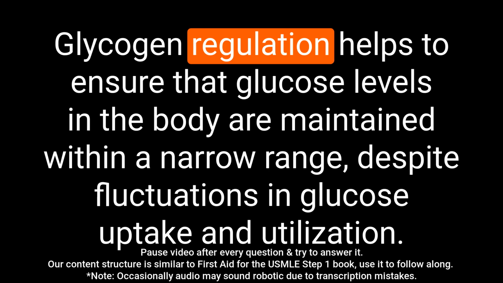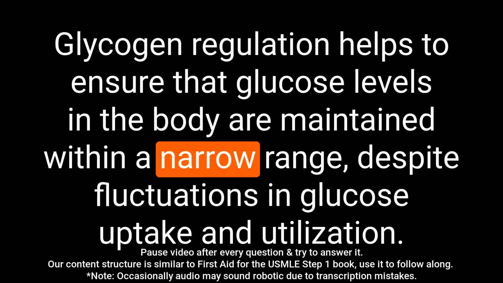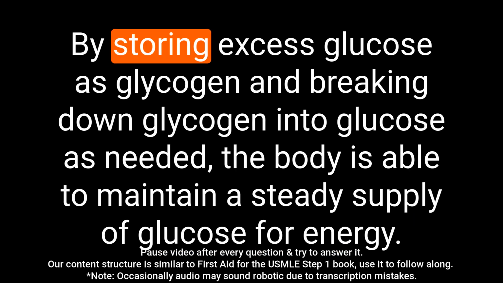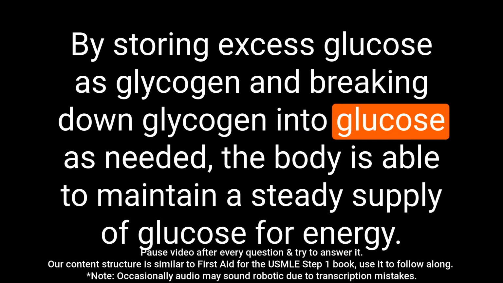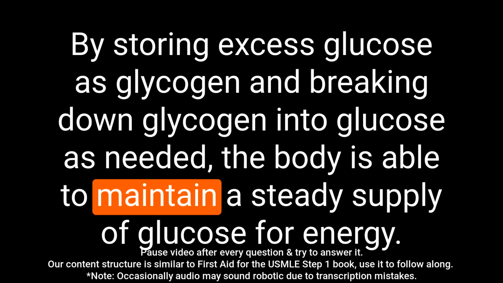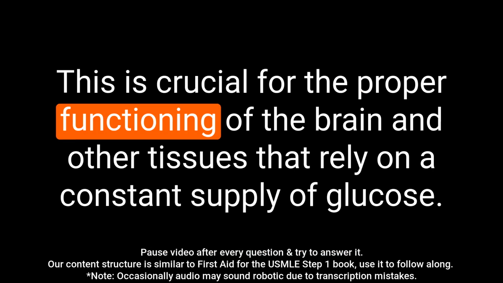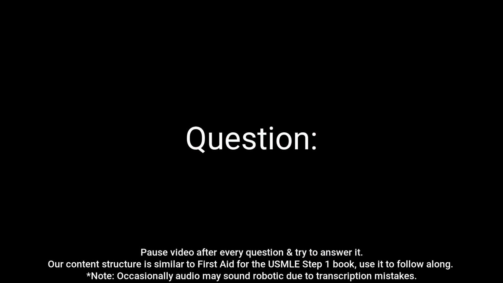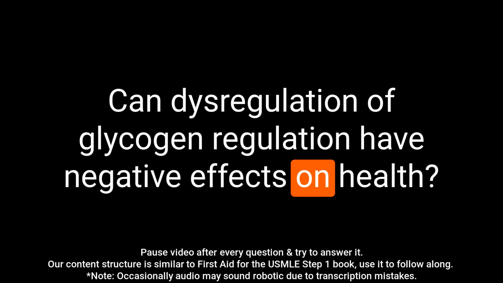Question: Why is glycogen regulation important for glucose homeostasis? Answer: Glycogen regulation helps to ensure that glucose levels in the body are maintained within a narrow range, despite fluctuations in glucose uptake and utilization. By storing excess glucose as glycogen and breaking down glycogen into glucose as needed, the body is able to maintain a steady supply of glucose for energy. This is crucial for the proper functioning of the brain and other tissues that rely on a constant supply of glucose.